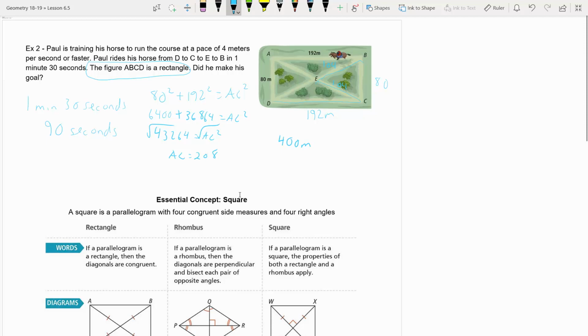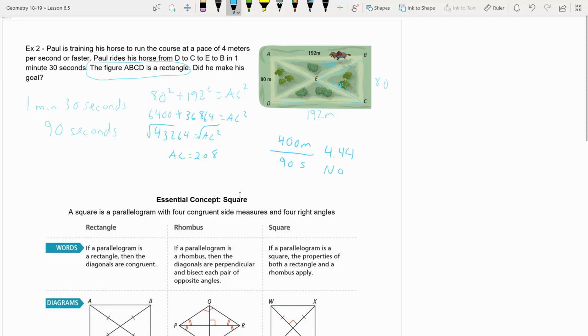And his goal was to run at a pace of 4 meters per second. So if I do 400 meters and I divide by the 90 seconds that we had, he ran at 4.44 meters per second. So he did not make his goal. No, he didn't.